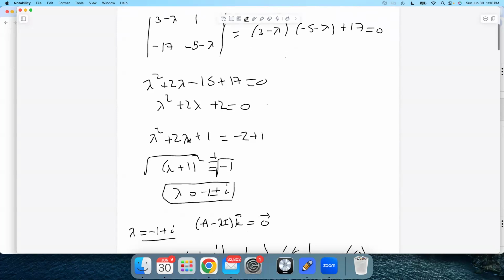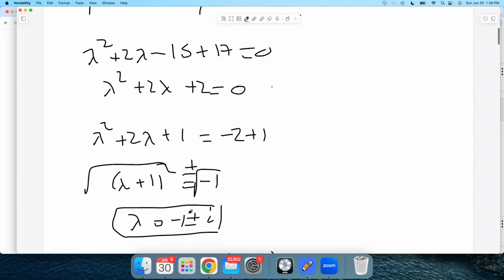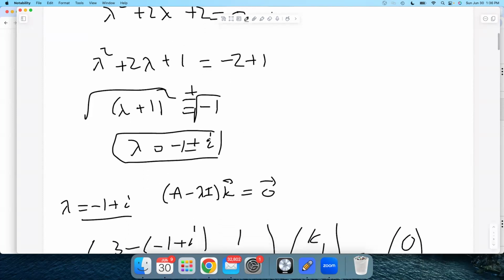And when I got here, rather than using the quadratic formula, I just completed the square. It's usually quicker for solving a quadratic. So I move the 2 to the other side, take half the middle coefficient, which would be 1, and add that to both sides. This is a perfect square trinomial factor. Take the square root of both sides. You can get the same thing using the quadratic formula. Here are the eigenvalues: -1 plus i, -1 minus i.